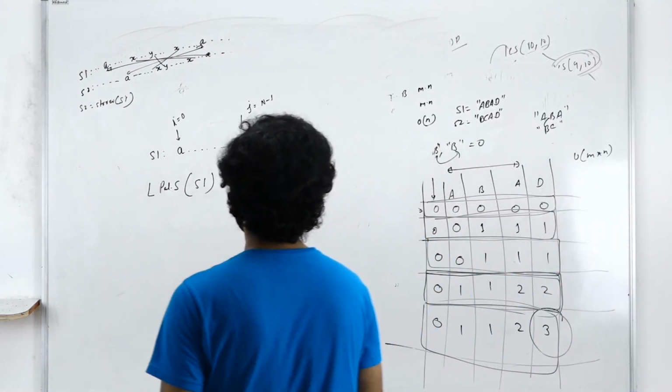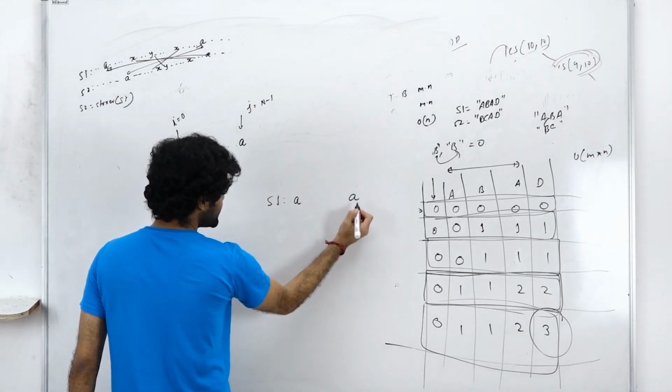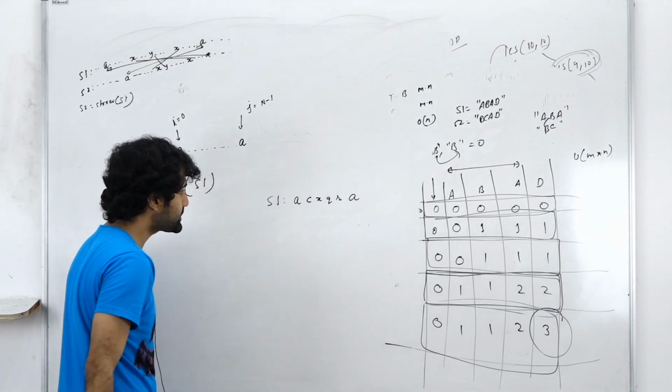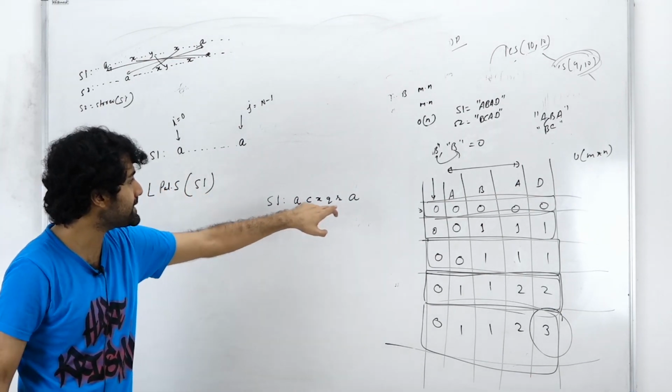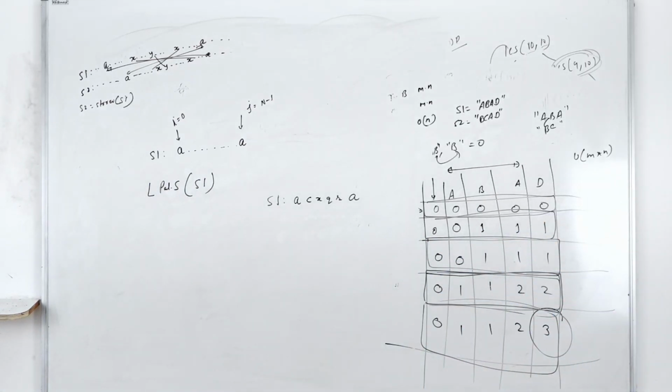Because I can have a string S1 like this, where the first character is A, last character is A, and in between you have C, S, Q, R, something like this. Can you tell me what is the longest palindromic subsequence here? Yes, so many of you are able to give me the right answer. That is very impressive. The longest palindromic subsequence here is A, C, Q, X, Q, R, A. Can you tell me the length?